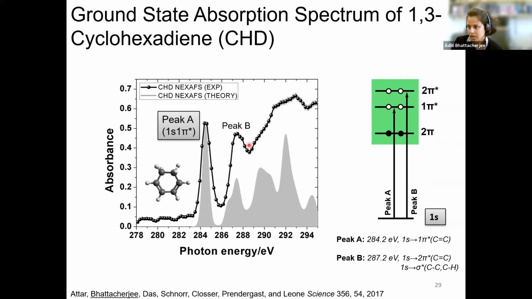Okay, this is the 1s to 2 pi star. So this is the LUMO plus 1 plus some contribution from the 1s sigma star as well. Okay, but once again, I will be focusing on this peak mostly.